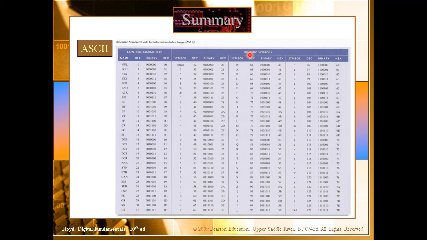So I'll give you this ASCII chart. This is actually from your book. There is a chart in the book. So I'll give you this chart so that you can try and complete the last part of lab 1, which is 1E, okay?